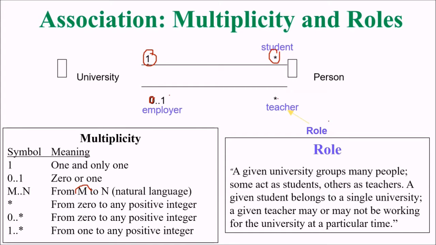So role, what is this role? Say, for example, a given university groups many people. Some act as students, some would act as a teacher, or a group of people who are regarded as teacher. So a given student belongs to a single university, and a given teacher may or may not be working for the university at a particular time. 0 to 1 employer, that is 0 or 1.